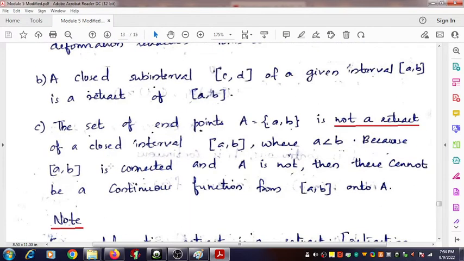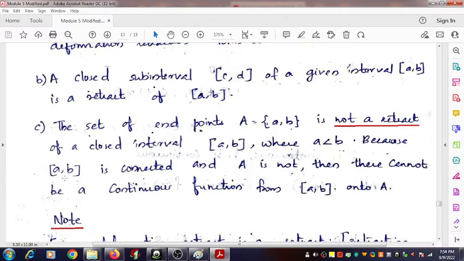The third example, see here it's a different case. It's not given as an example of a retract. It gives us a case which is not a retract. It tells us about a situation where we do not have a retract. So we consider the set of endpoints of the closed interval [a, b], that is A = {a, b}. It's a subset of the given closed interval [a, b], but it is not a retract of the closed interval [a, b], where a is less than b.